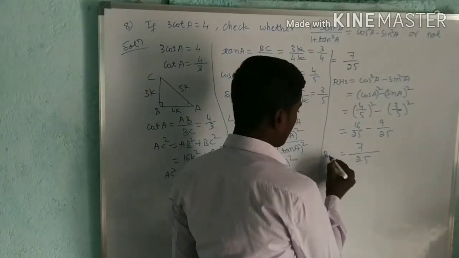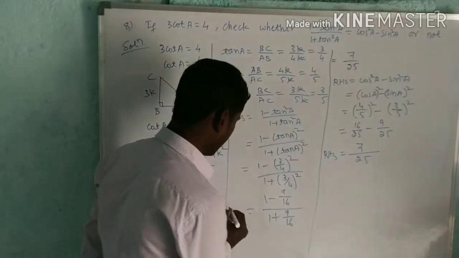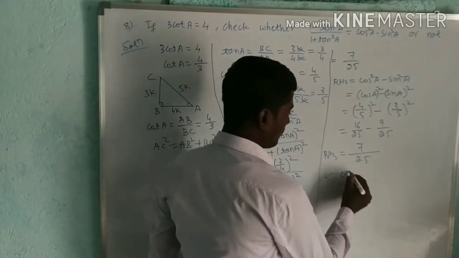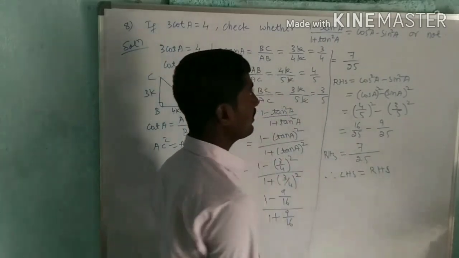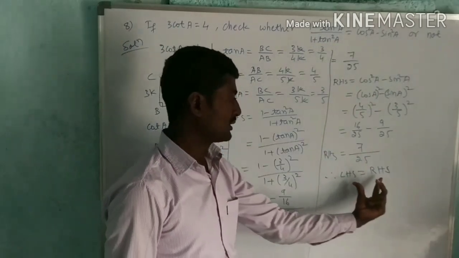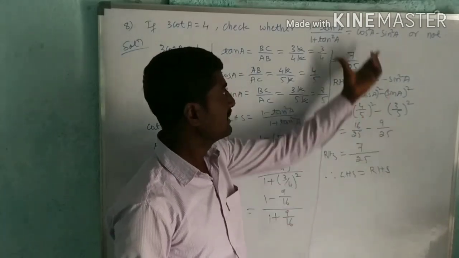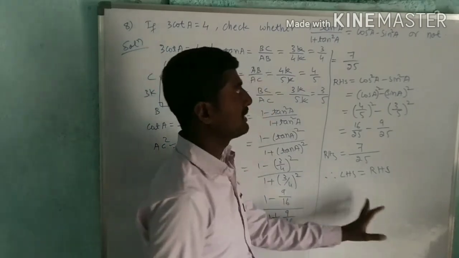So RHS I am getting as 7 by 25 and LHS is also 7 divided by 25. Therefore LHS is equal to RHS. Okay, whether these two are equal or not, decide. Both are equal. If I write LHS equal to RHS, it says that these two are equal. If I write not equal, then they are not equal.